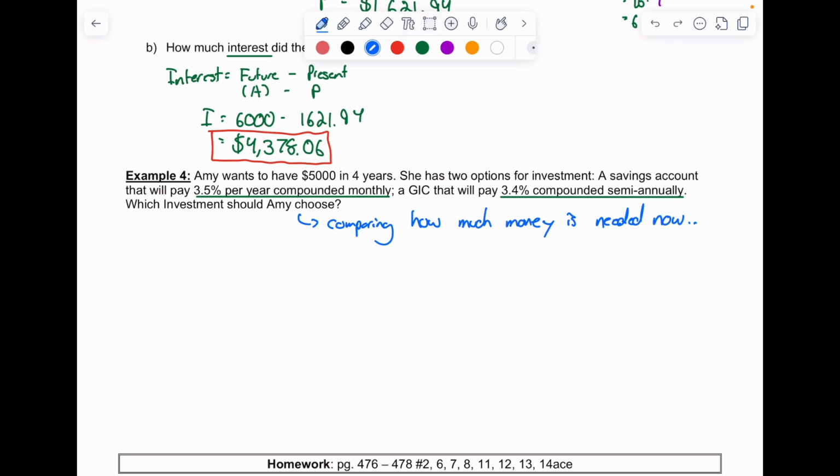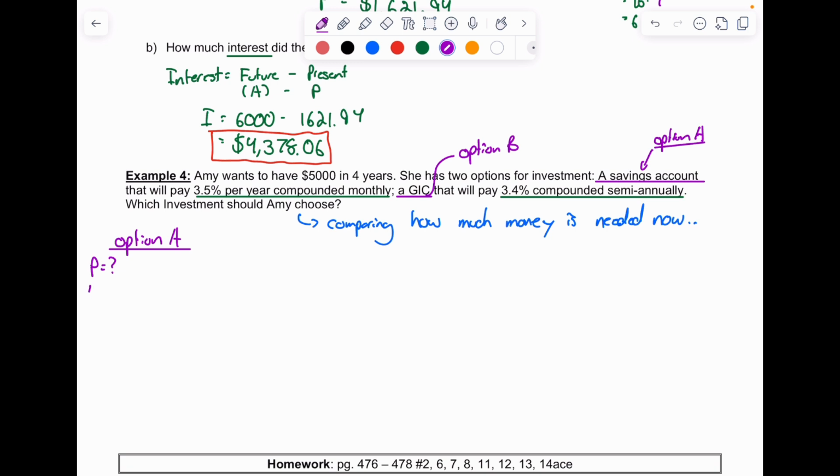So in both cases, a savings account will pay, and so let's call the savings account option A. And then the GIC, we will call this one option B. Okay, so let's look at option A. Again, we don't know the present value. We are looking for that, right?